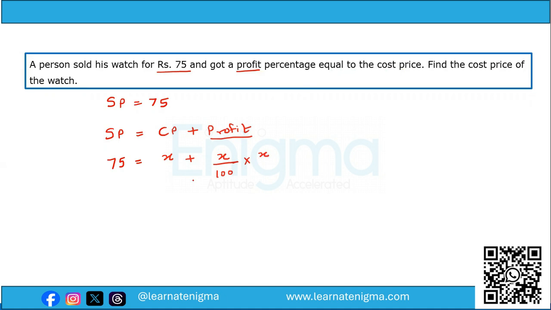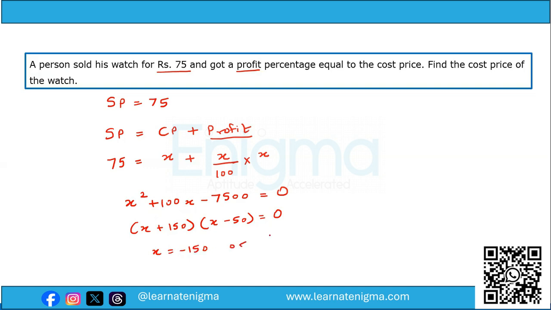So if we try to multiply throughout by 100, you will get a quadratic equation as x square plus 100x minus 7500 is equal to 0. We can factorize it as (x plus 150) into (x minus 50) is equal to 0. So therefore x equal to minus 150 or 50. Now the cost price cannot be negative. So therefore the cost price comes out to be rupees 50.